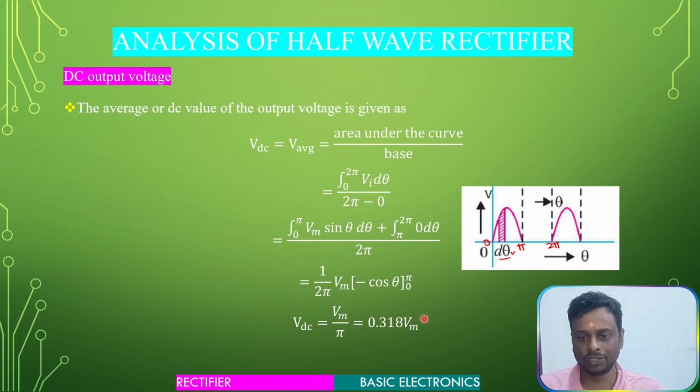This is the output voltage of a rectifier, the average value or DC value, in case of a half wave rectifier. So this is what we are getting at the output of a half wave rectifier. This is the average or DC output voltage.